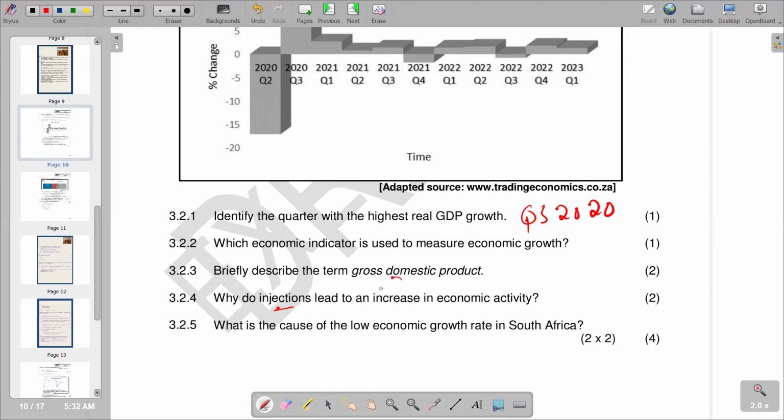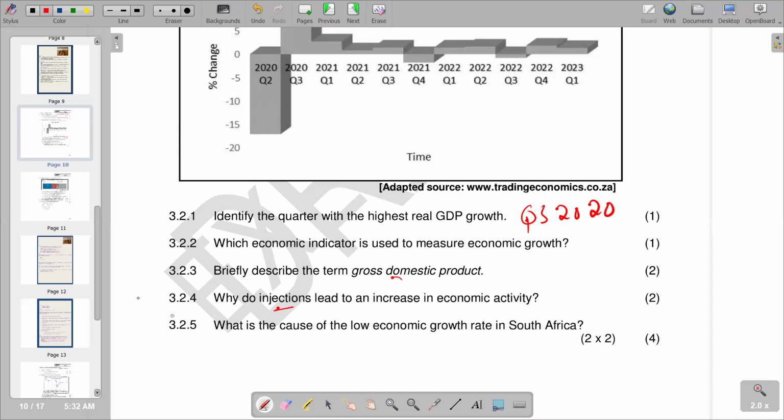When they widen their profit margins, they are going to obviously reinvest their profits and expand their production capacities. With expanding their production capacities, we're going to see an increase in economic activity. Economic activity, basically, is the rate at which goods and services are being produced in our economy. So obviously, that's the relation that we have between injections and economic activity.